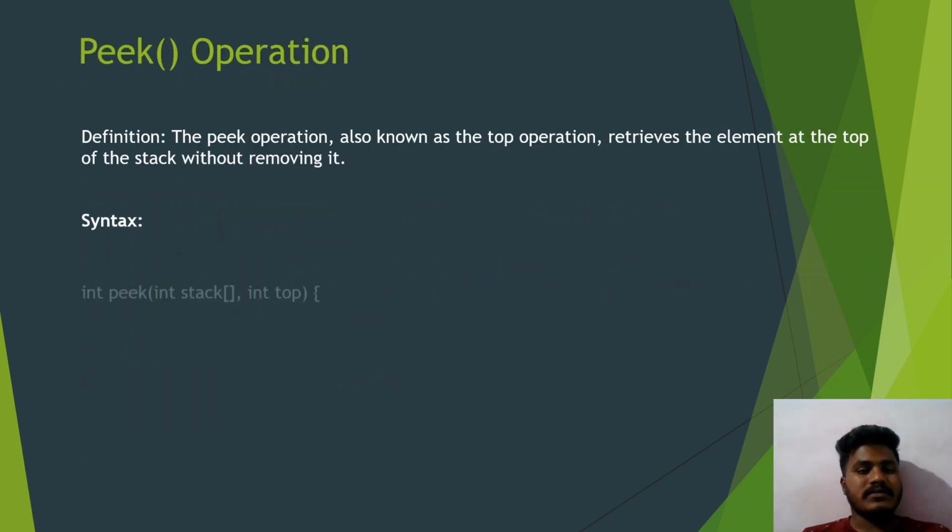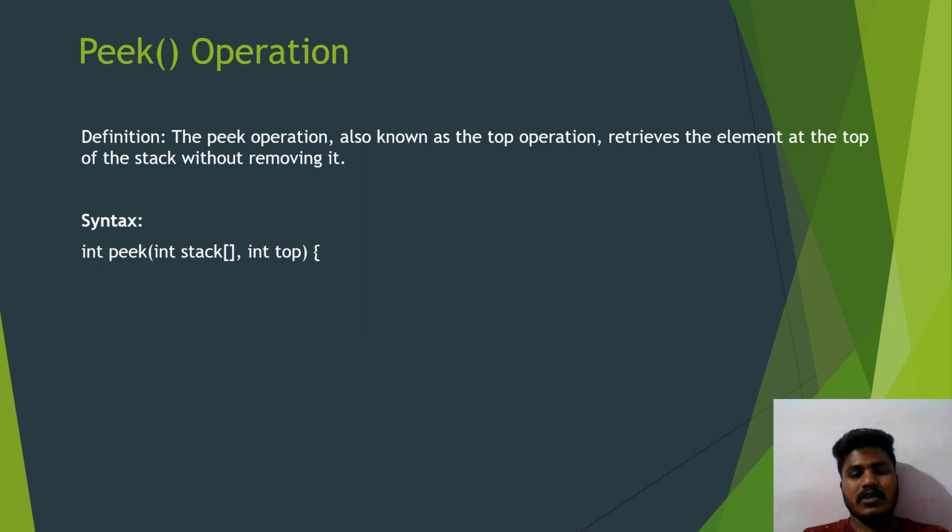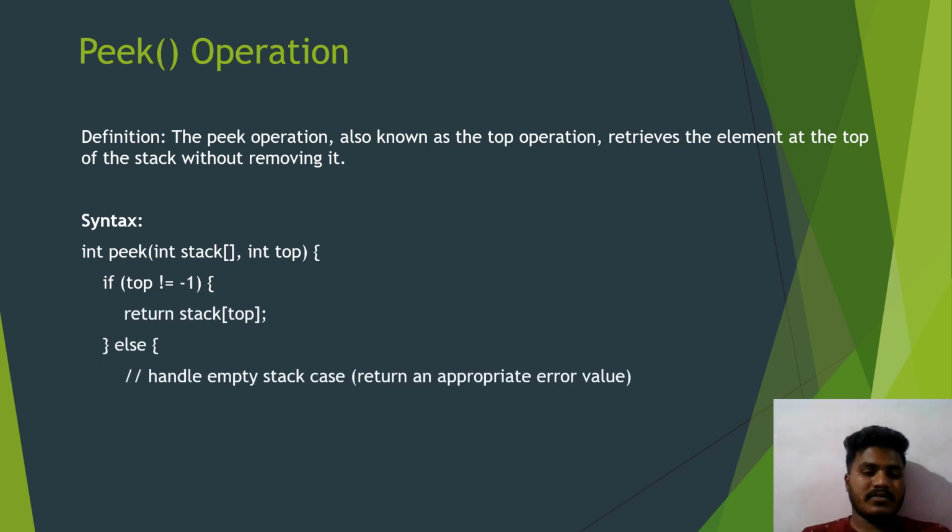Peek operation definition. The peek operation, also known as the top operation, retrieves the element at the top of the stack without removing it. We get this in the syntax: return stack top. Handle the empty case, return an appropriate value.